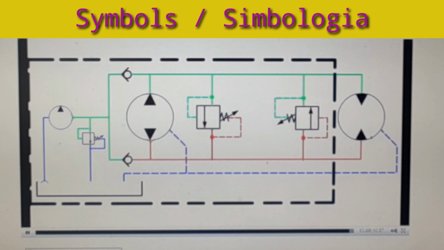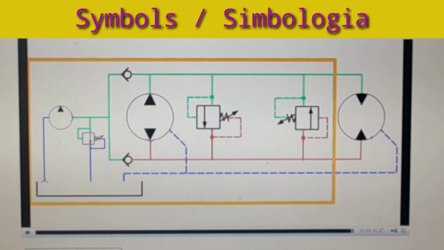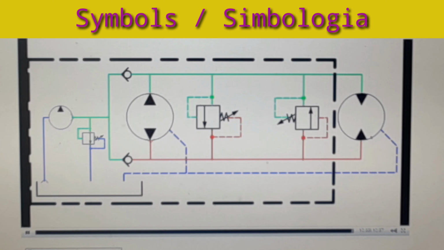In a GENIE closed-loop system, the pumps and valves are incorporated into a single assembly as represented by the thick dashed line.